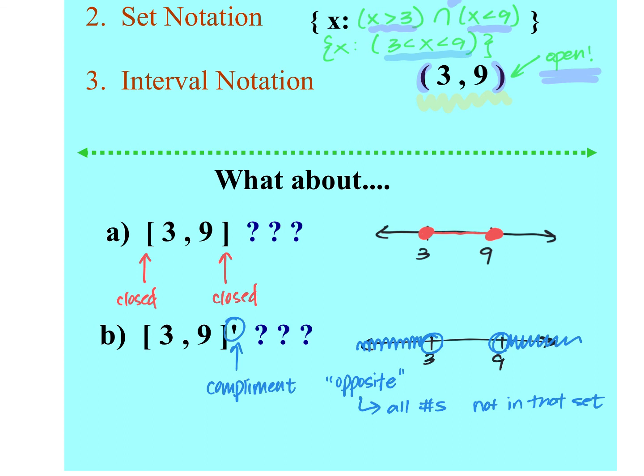So in interval notation, we could also represent this complement as the numbers from negative infinity to 3, open, non-inclusive, or the numbers from 9 to positive infinity, non-inclusive. These two sets are equivalent, two different ways to write them.